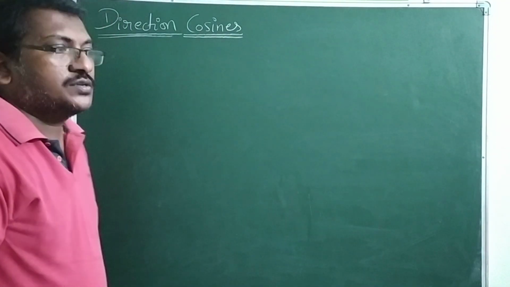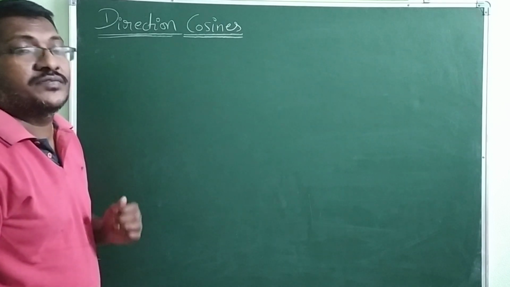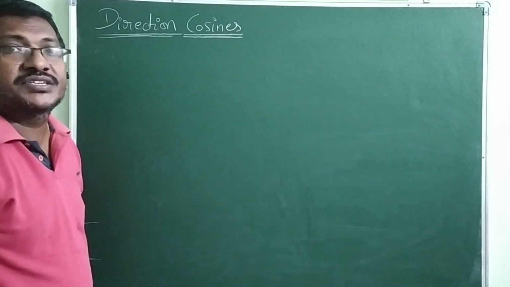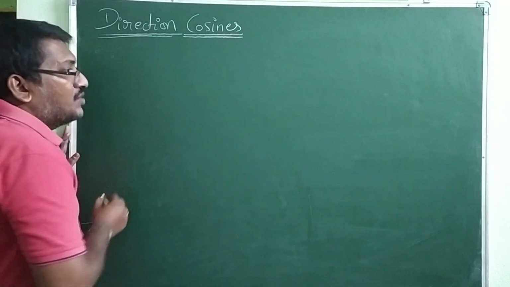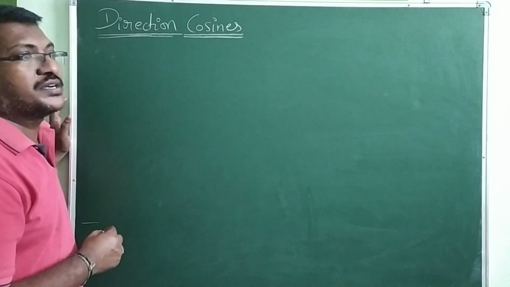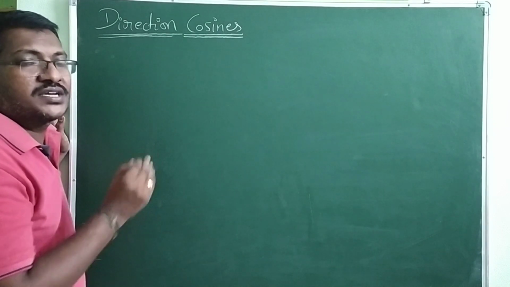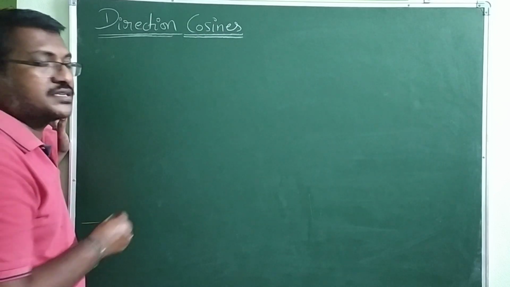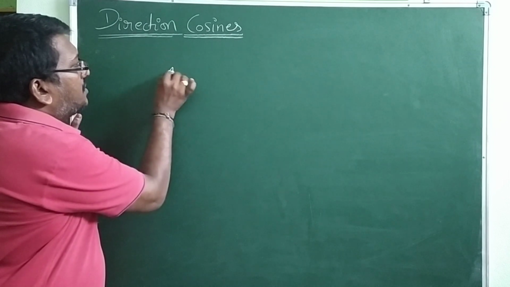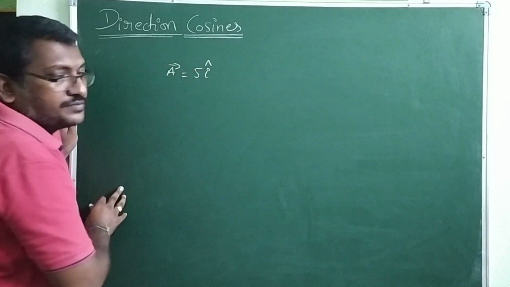Hi students, today I am going to discuss the direction of the vector, that means direction cosines. So initially, what is the direction of the vector? The angle made by the vector with the horizontal, that means you can take it as with the x-axis. For example, a bar is equal to 5 i cap.